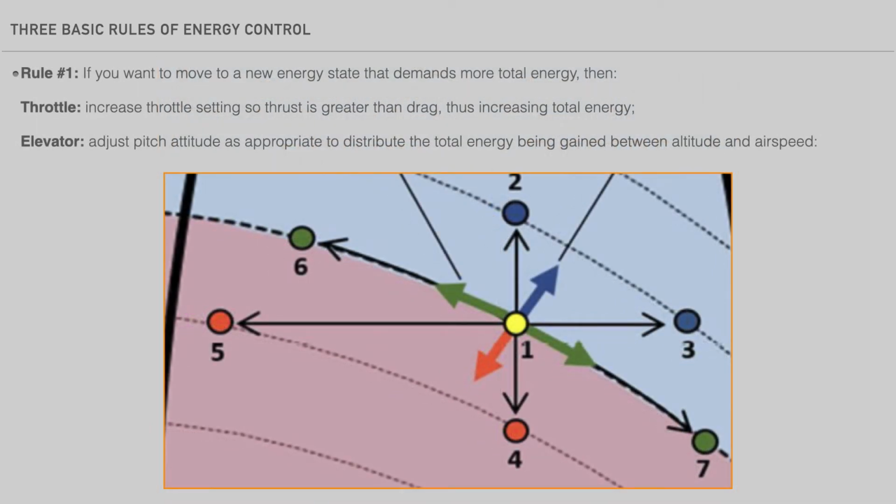Rule 1. If you want to move to a new energy state demanding more total energy, then increase throttle so thrust is greater than drag. Then adjust pitch attitude with the elevator as needed to distribute the energy being gained between altitude and airspeed. For instance, to climb at a constant speed, add throttle and pitch up just enough to maintain the desired airspeed. To accelerate at a constant altitude, add power and gradually pitch down just enough to maintain the flight path. In either case, upon reaching the new desired energy state, adjust pitch attitude and throttle setting as needed to maintain the new path speed profile.